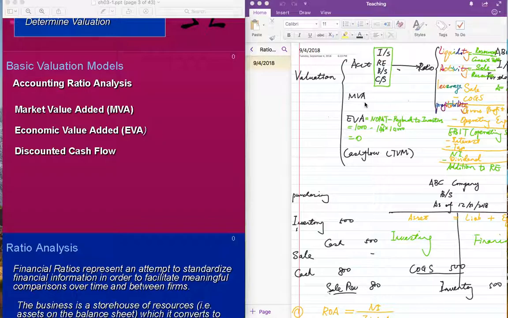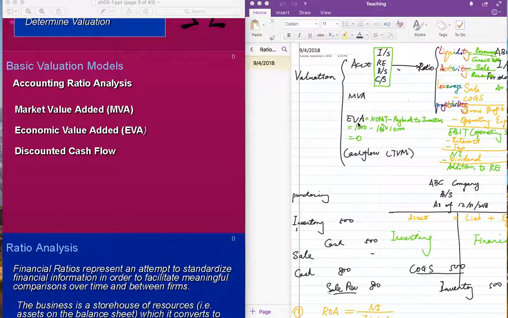That shows whether the market is willing to pay us more than our book value. Does our stock receive a premium from the market or receive a discount from the market? So market value added shows how the market sees our firm.